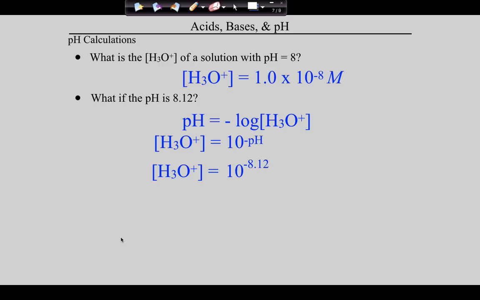So the second function of your log button, what does it say? Where's your log key? Yeah, so guys, the second function of your log button should be a 10 to the x. So go second function log, which is your 10 to the x key, then negative 8.12, and you'll know that you've got it right when you get 7.59 times 10 to the negative ninth. So guys, as you're working on getting that sorted out in your calculator, if you are not getting the right answers, you need to talk to me or somebody that can help you get your calculator to work.